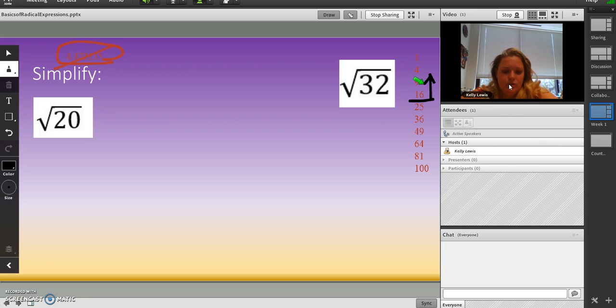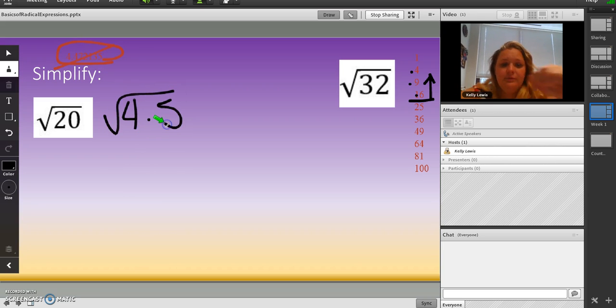All right, so I'm going to do 20 divided by 16, and I get a decimal, so that doesn't work. I got 16 from right here. Now I'm going to do 20 divided by 9. I get a decimal, doesn't work. I'm going to do 20 divided by 4. I get a whole number and it works. So that's the biggest perfect square that will go into 20.